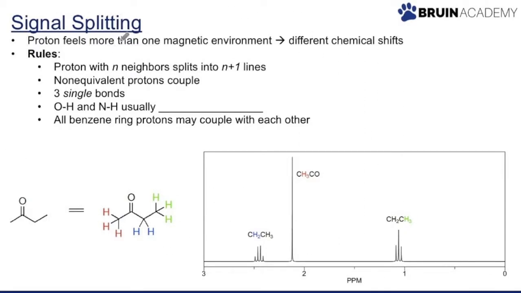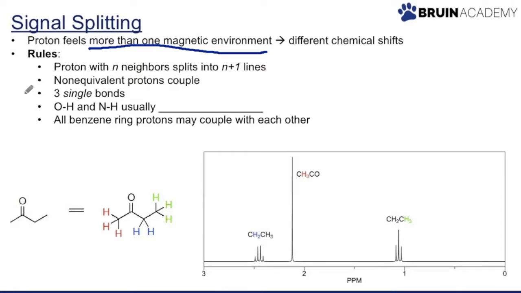The last thing I want to touch on is signal splitting. Signal splitting refers to when a proton feels more than one magnetic environment, and this can be due to neighboring nuclei's magnetic environments as well as the external magnetic environment that we apply to the nucleus. This leads to little different chemical shifts, and this is all still considered one signal. It looks a little bit like this. This is what signal splitting looks like. It's still all considered one main signal, however, within that signal, it splits into little ones. That's how you can think of it.